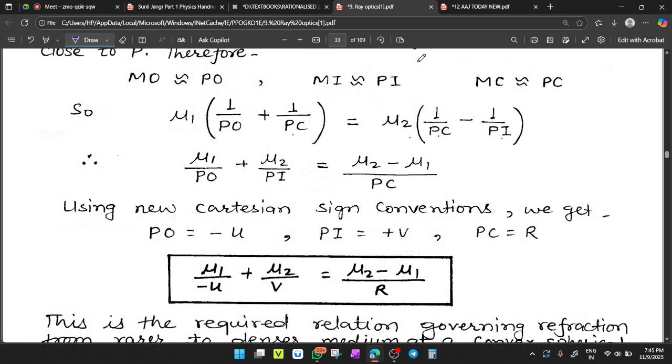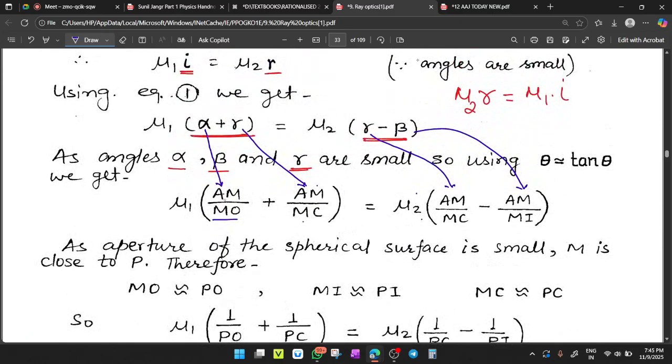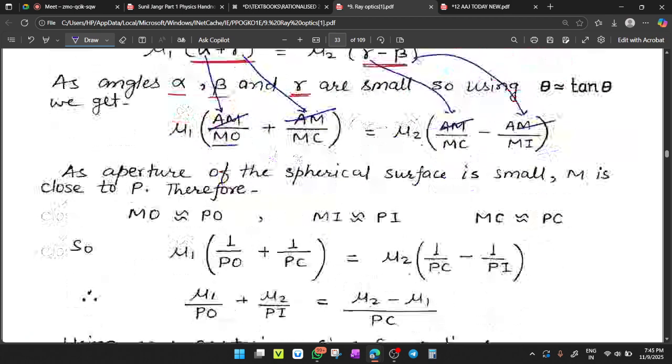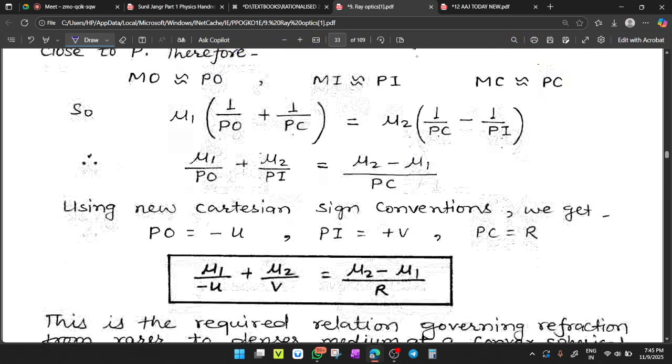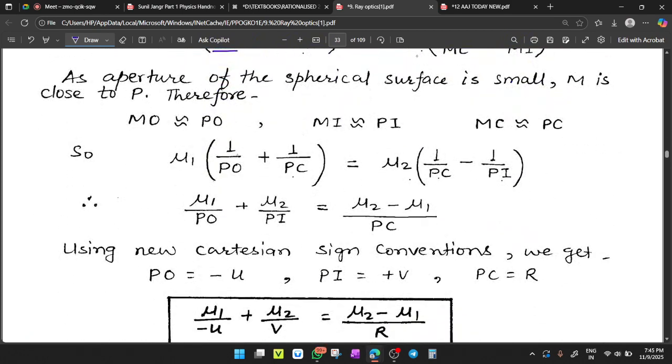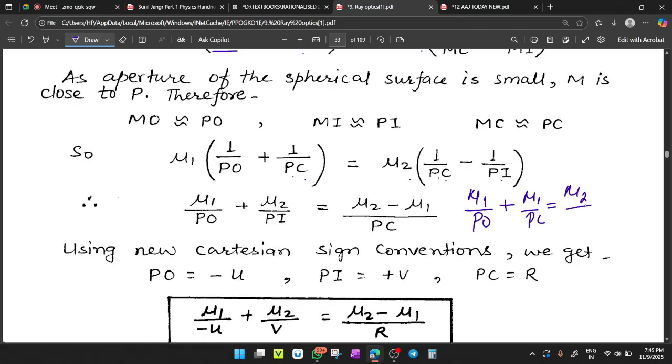Clear? Now what? Numerators are cancelled out, AM, AM, AM, AM. Each and every numerator is getting cancelled out. Yes or no? So this becomes 1 upon PO plus 1 upon PC equals mu 2 times 1 upon PC minus 1 upon PI. Clear? Now open these. So mu 1 upon PO plus mu 1 upon PC equals mu 2 upon PC minus mu 2 upon PI.